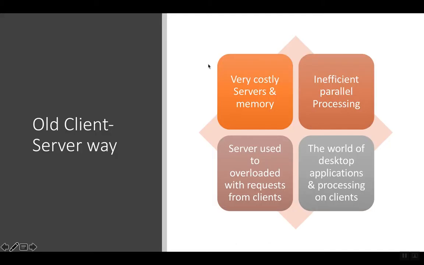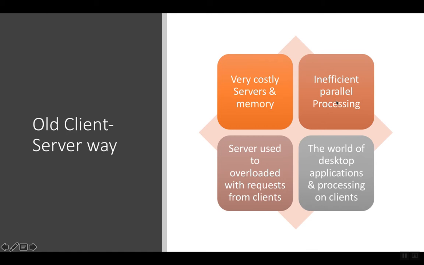So the old client server way was that, say for example 5 or 10 years ago, all systems were very costly. If you wanted a good quality server, it was really costly. Then you put memory inside it and the cost of the entire system becomes huge. There was no way to do parallel processing. I mean, there were ways, but they were not efficient enough. So if you have five servers, five computers, and you want to convert them to servers, it was not that efficient for all five computers to act as a single system.